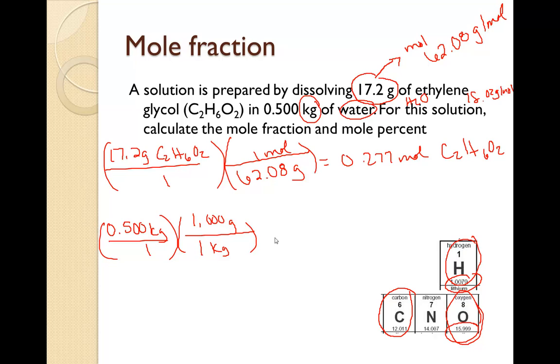So I have grams on the top, so I need to put 18.02 grams on the bottom of the next bracket, and 1 mole on top. Kilograms cancel, grams cancel. So it's 0.5 times 1,000 divided by 18.02, which comes out to be 27.7 moles.